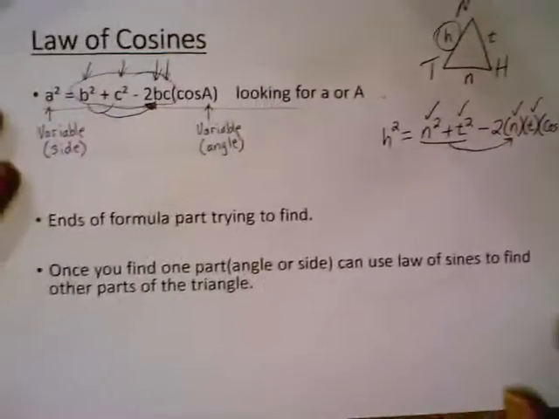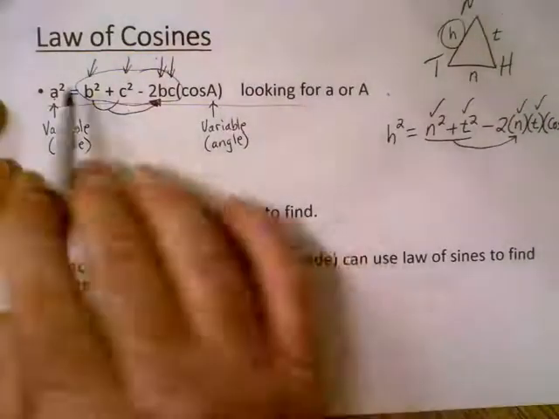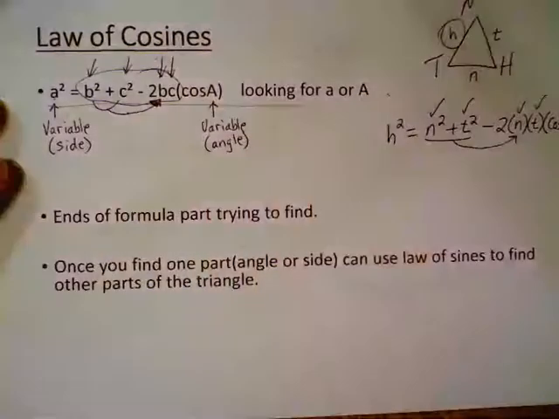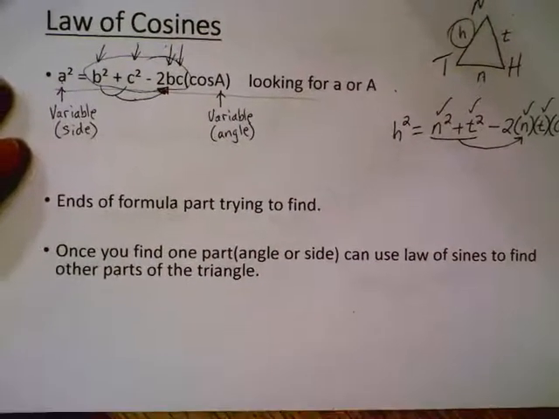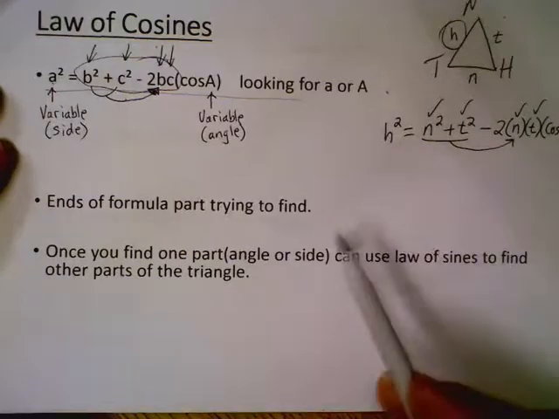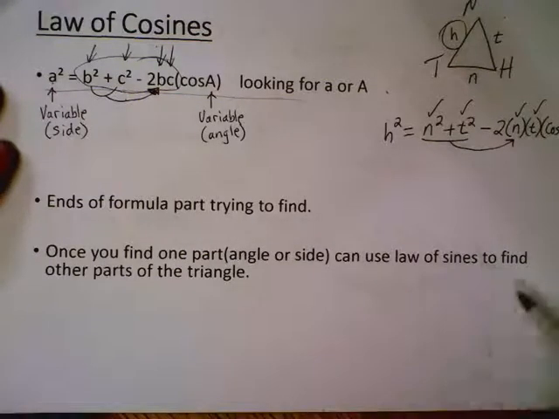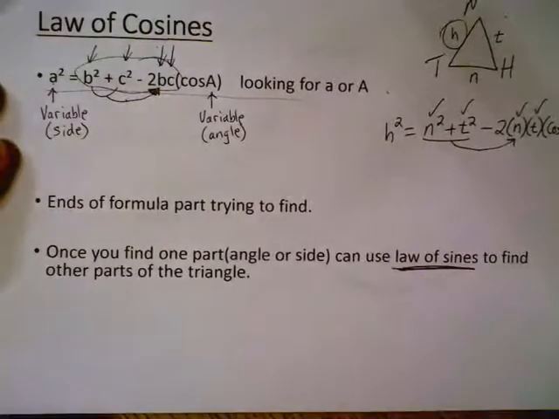Once you find one part using the law of cosines, because it's usually a little more difficult, or most students find it a little more difficult, which it's not really. Once I do a couple, you'll see. Then if you're looking for other parts in that triangle, you might want to go back and use the law of sines to find those other parts.